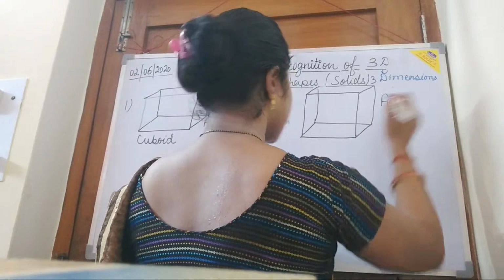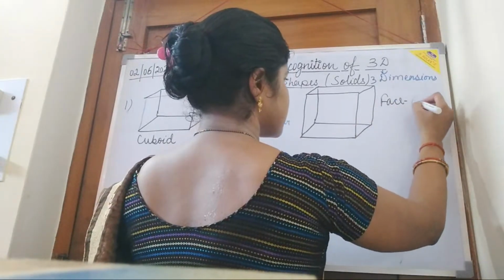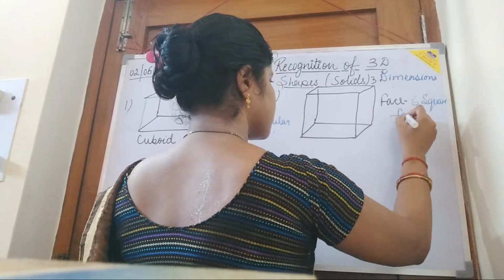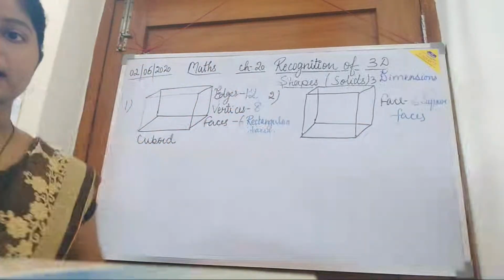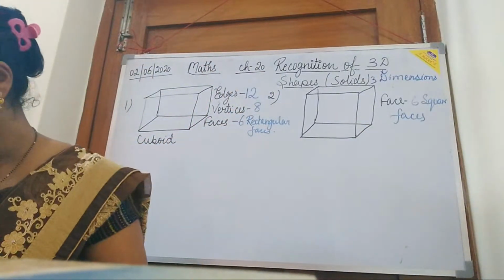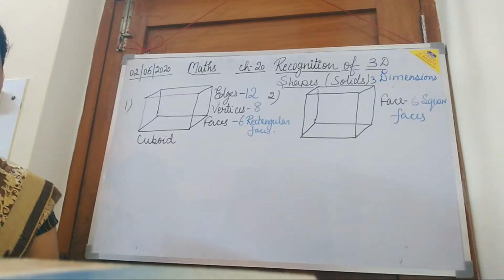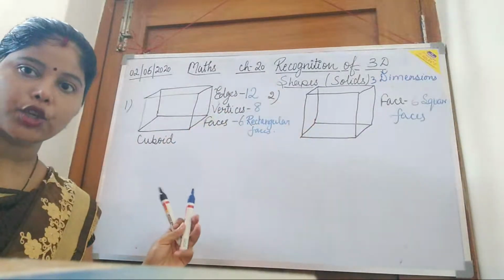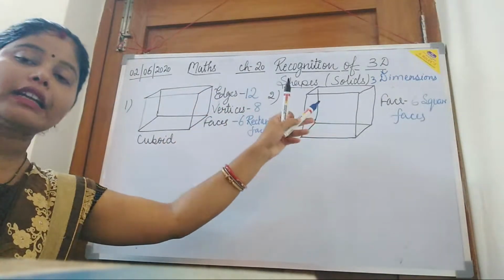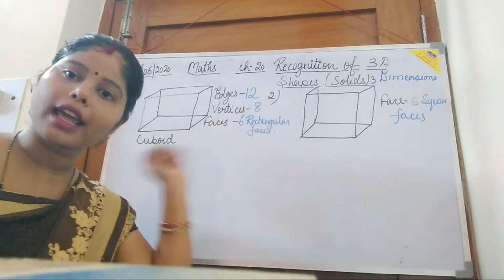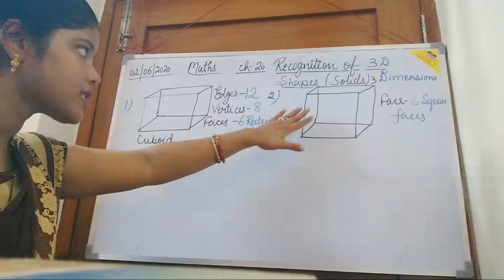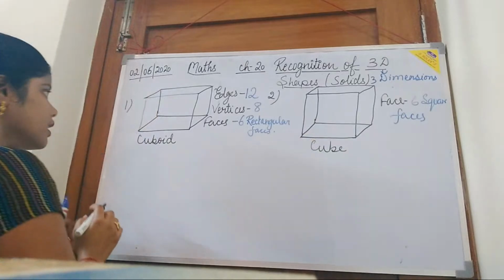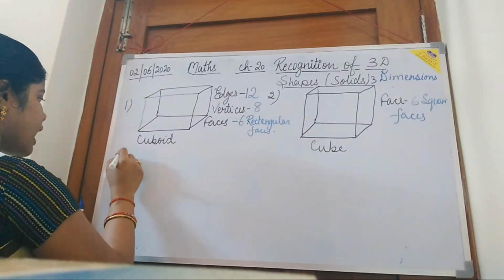The cube is having faces as 6 square faces. And the rest of the things are the same. Edges 12, same as a cuboid, because it is also a cuboid, but all its edges are equal in length. So that's why it's named as a cube. Now the third is a right prism, and in right prism we had discussed first one as a triangular prism.